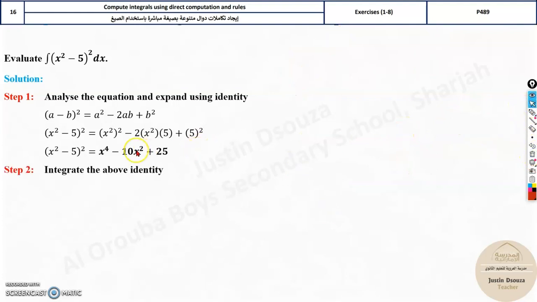Now then, this is the simplified form. 5 times 2 is 10, x squared, and 5 squared is 25. Integrate the above because now it's also simplified, right? Just integrate it. So x to the power 5 by 5, minus 10 x cubed by 3, the minus sign remains, and 25 will be just x, plus the constant of integration. That is the answer. I have done the shortcut to the integrations, so you can directly do this in the calculator.